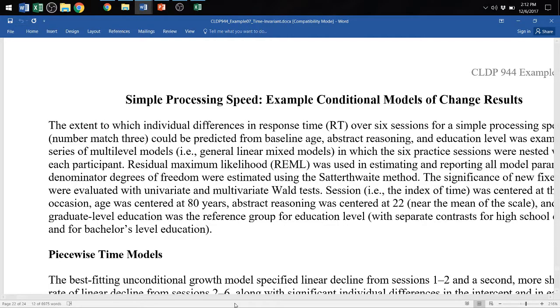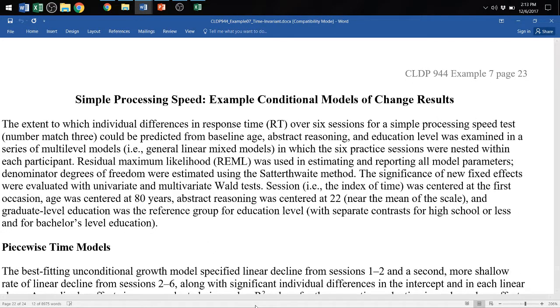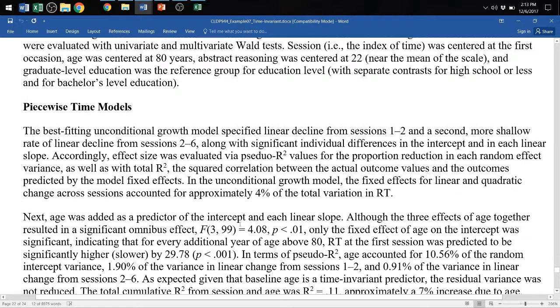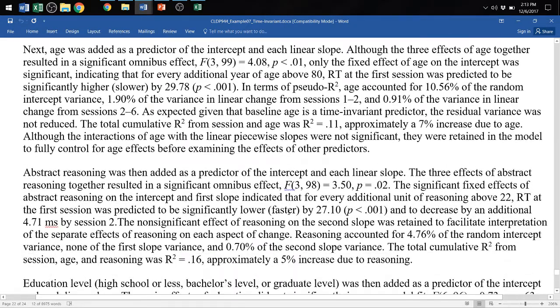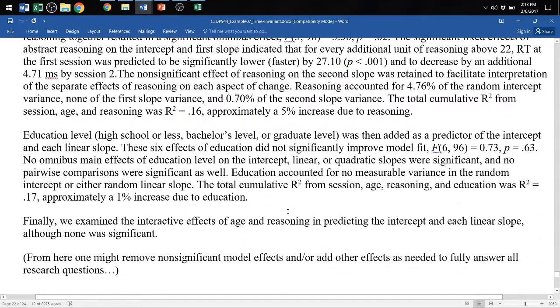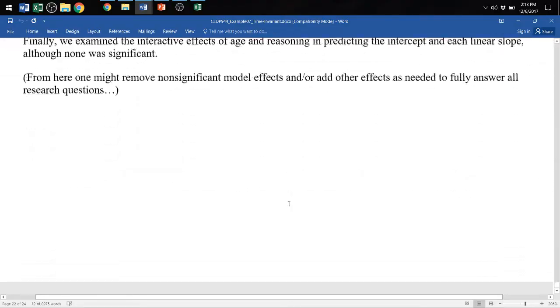So this example is not in the book, so I gave you a results section for each of the sets of models as to how I would have talked about the interpretation of these things. So those are my words. I'm not saying they're the right ones, but they're at least something you can start with. All right. Quadratic time models as well.